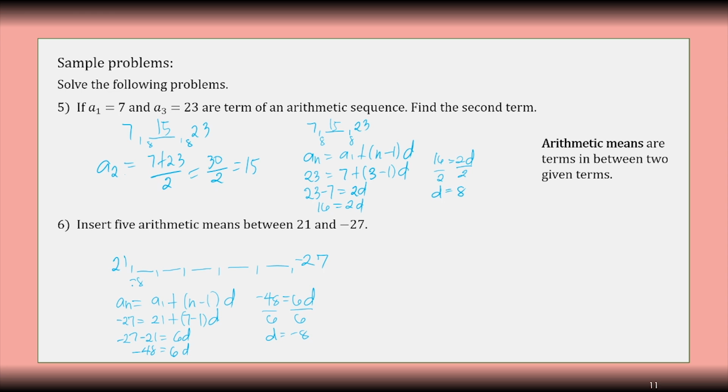So 21 minus 8 is 13. Then 13 minus 8 is 5. 5 minus 8, ang magiging sagot natin dyan is negative 3. Then negative 3 minus 8 is negative 11. Then negative 11 minus 8 is negative 19. So, yun yung ating terms. So, we have 13, 5, negative 3, negative 11, and negative 19. So, ito yung ating final answer.